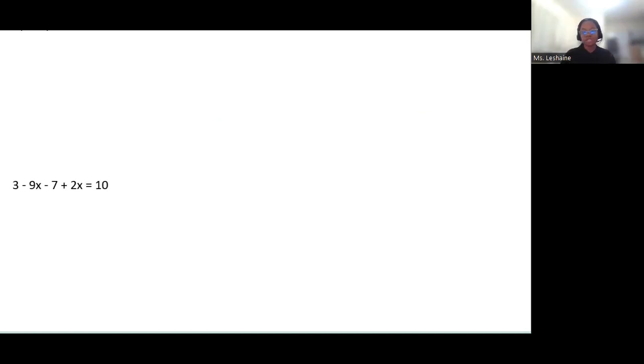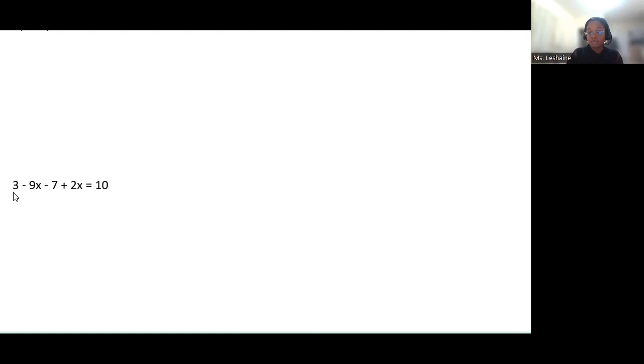For this particular question, let's examine what's going on. So I have 3 minus 9x minus 7 plus 2x equals 10. So a lot is happening on my left-hand side. So let's simplify that down a little bit before we go into solving the problem. So you don't want to start solving the problem when there's simplification to be done. It's possible, but it's just going to make your life harder than it has to be.